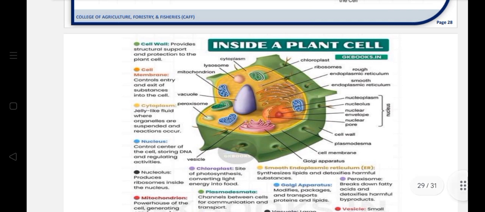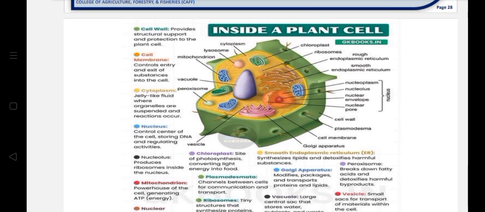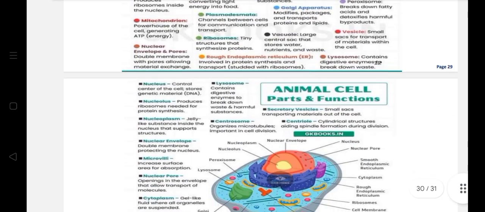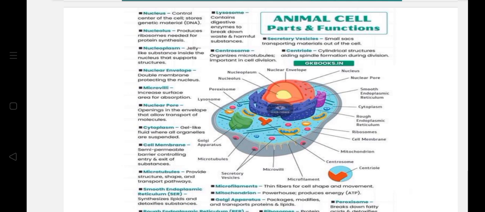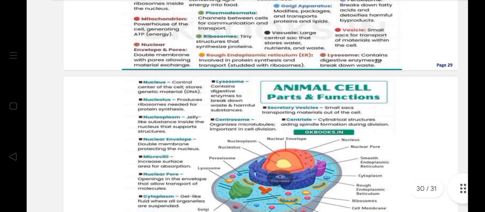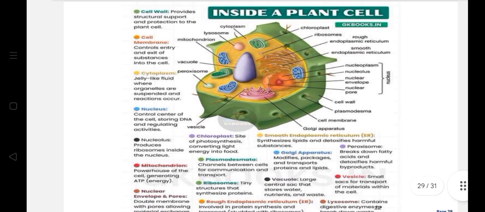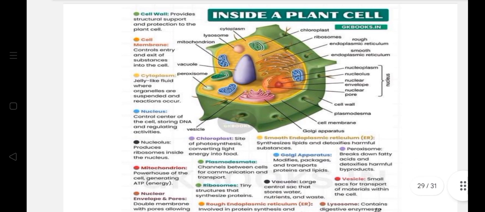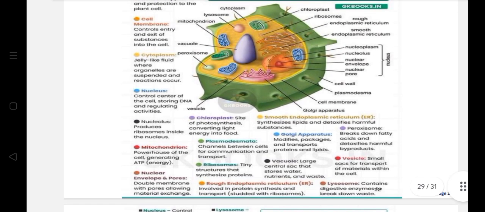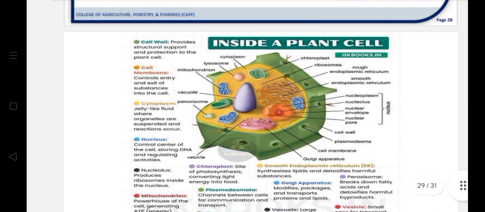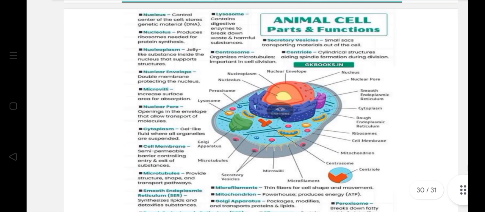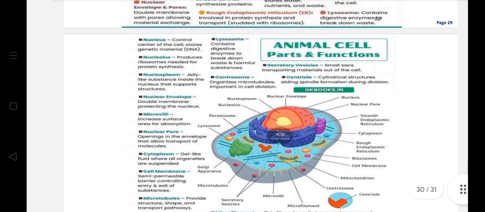Now, in this slide, we have the complete organelles found inside a plant cell. And in this slide, we have the complete parts found inside an animal cell. So I will just leave it to you. I have also uploaded this image in our Google Drive. So please read them and familiarize each part. Okay? And the animal cell as well. I have uploaded it in our Google Drive.